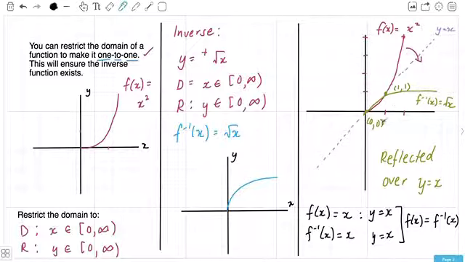So inverses: swap x and y, solve for y, change your domain and range, swap them over, and if you're sketching both of the graphs on the same axes, you can simply reflect over the mirror line y equals x.